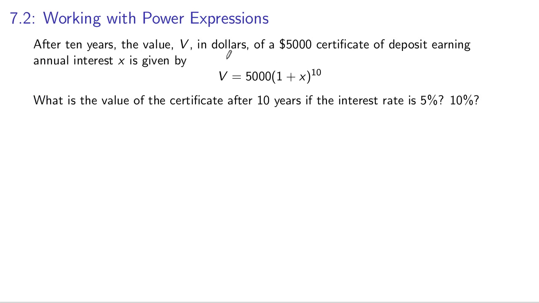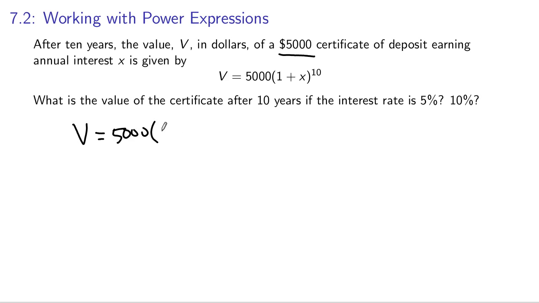After 10 years, the value V in dollars of a $5,000 certificate of deposit earning annual interest X is given by the following equation. V is 5,000, which represents the dollars you invested, times 1 plus X, 1 plus the rate, to the 10th power, where 10 is the years. So what is the value of the certificate after 10 years if the interest rate's 5%?